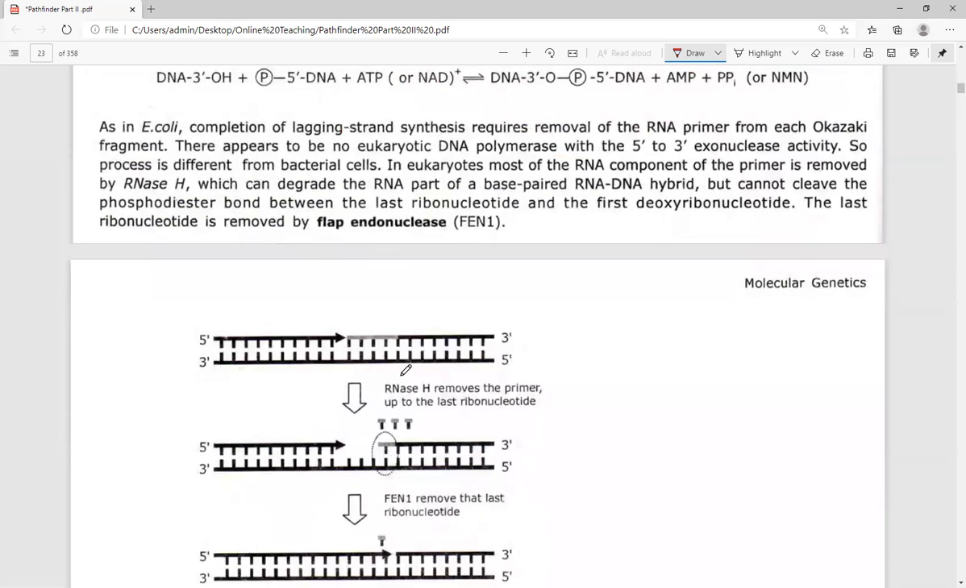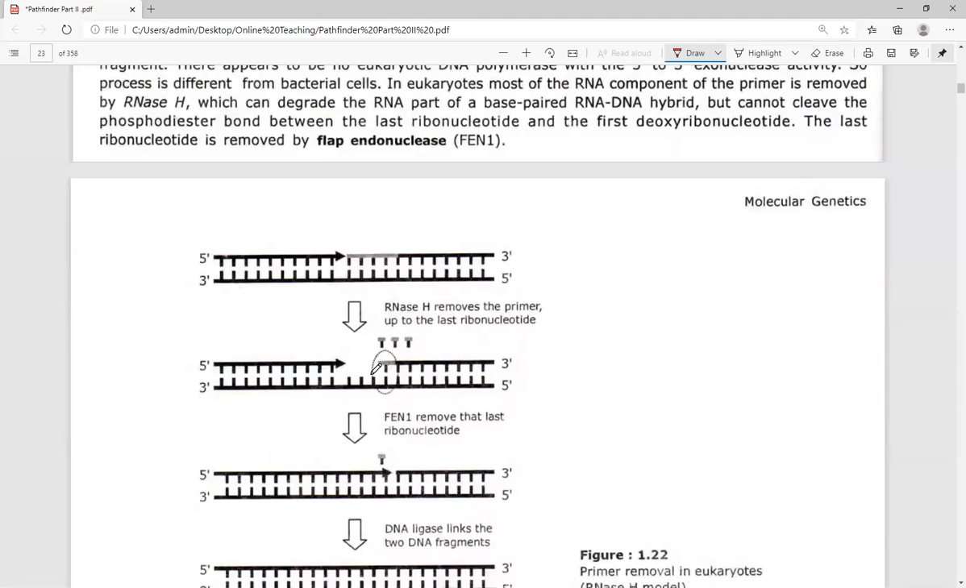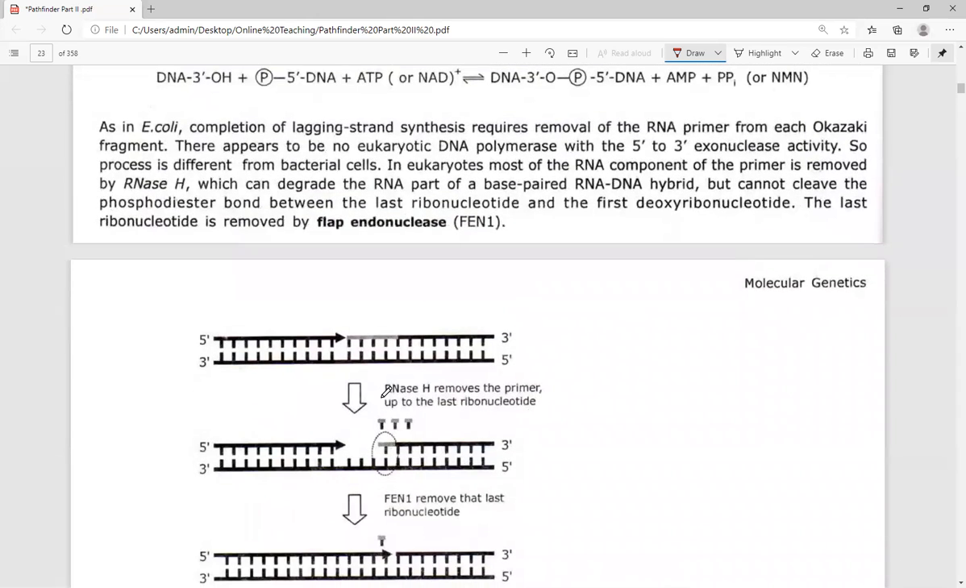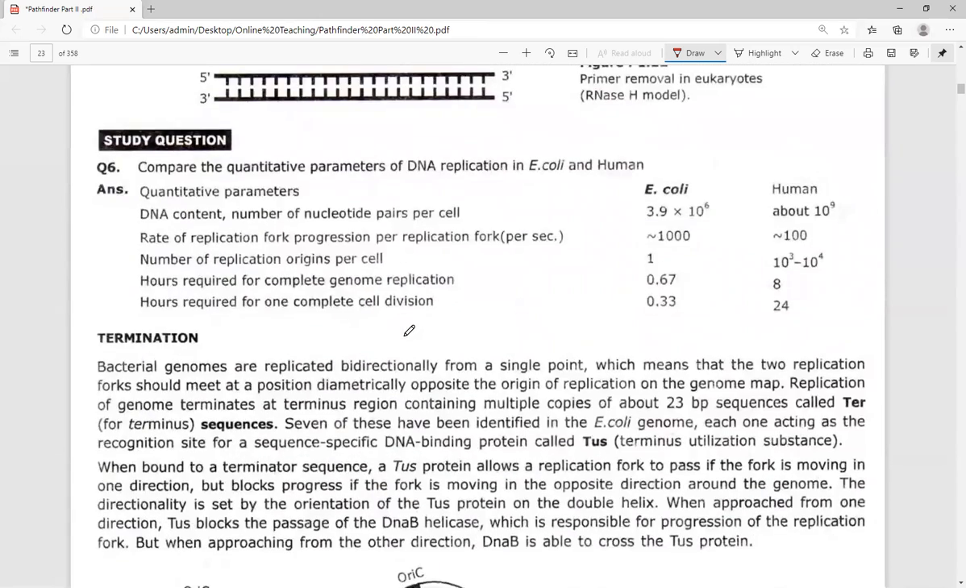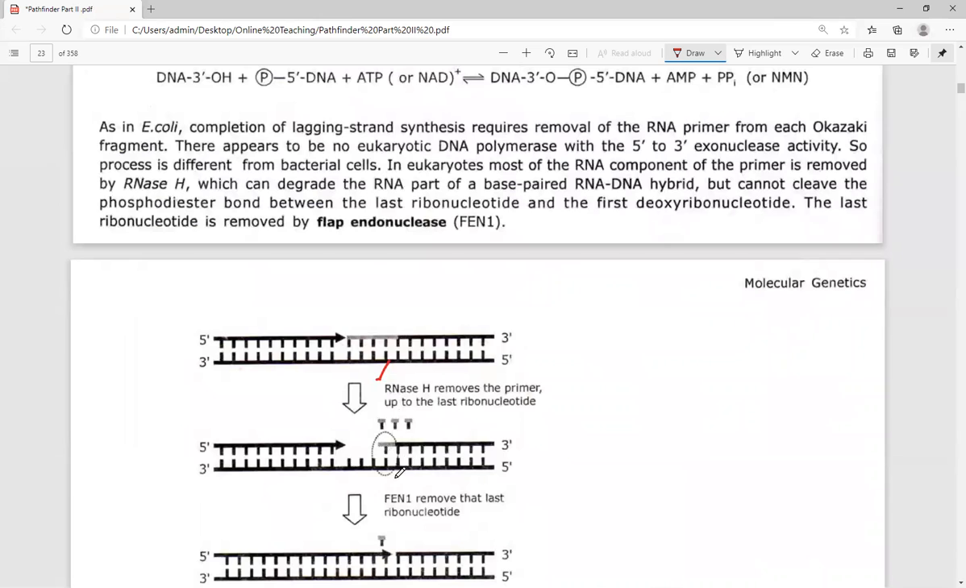Last, once the DNA replication is completed, RNase H removes the primer. There are two different mechanisms by which the primer can be removed. One is referred to as the RNase H mechanism. Another one is referred to as the Fan endonuclease mechanism. Now RNase H removes all the nucleotides from the primer except the last nucleotide, which cannot be removed.